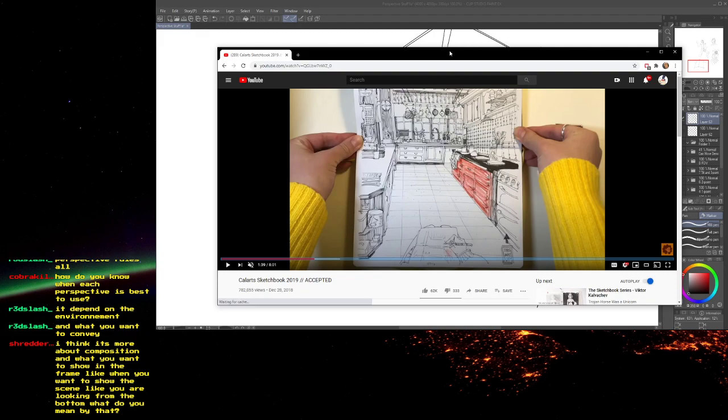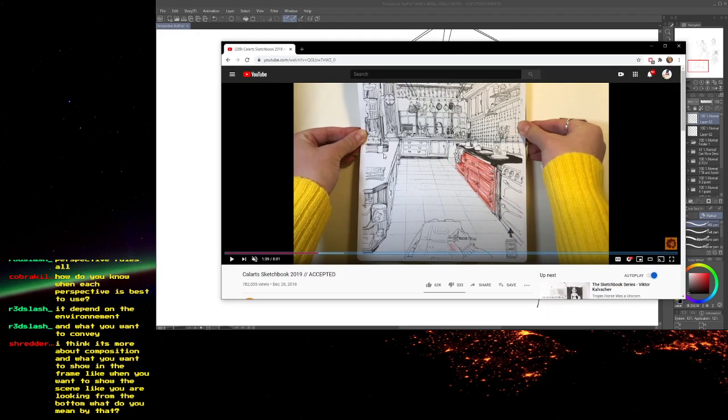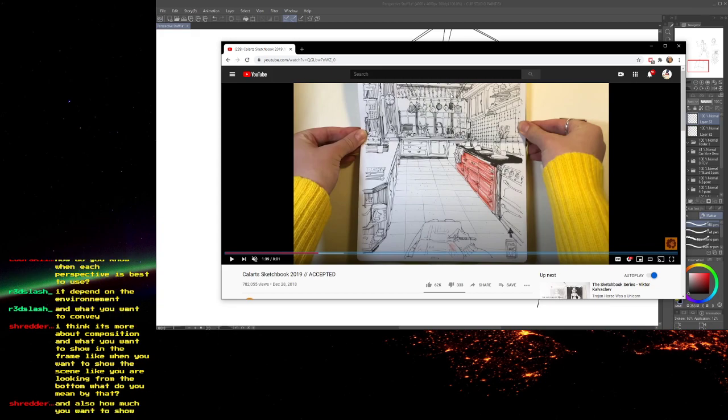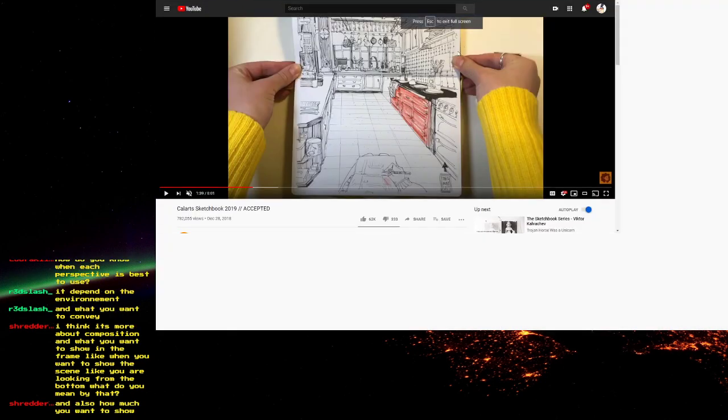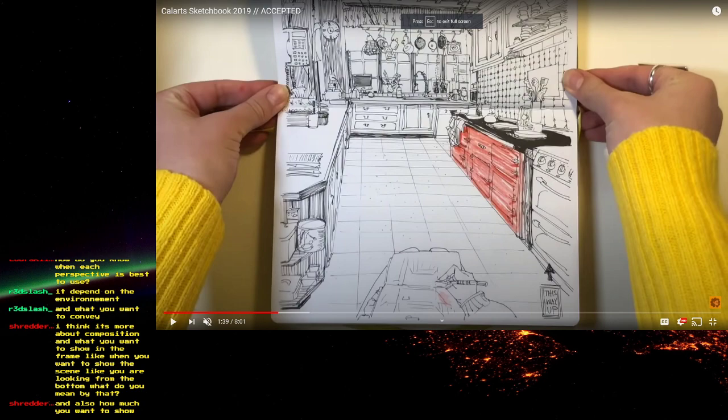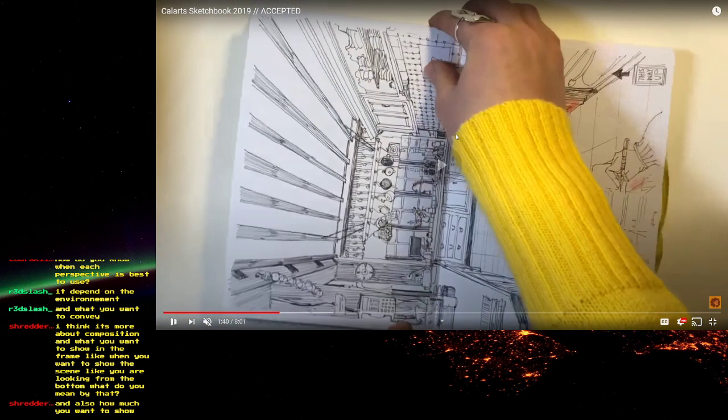This isn't even as detailed as Kim Jong-gi, and this is someone who got accepted to CalArts. This isn't perfect perspective. Look at this. These are imperfect. Those are imperfect. But they're playing with it to get it rough and loose together. And they used both sides of the paper, flipping the sketchbook horizontally. This is fun. You just have fun with it.